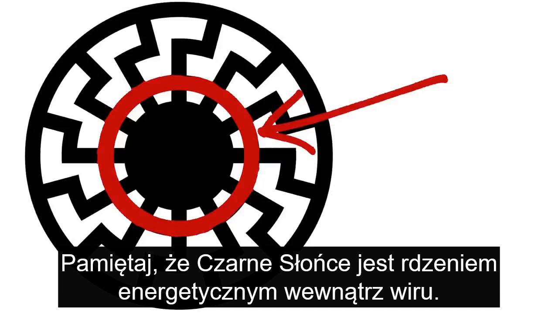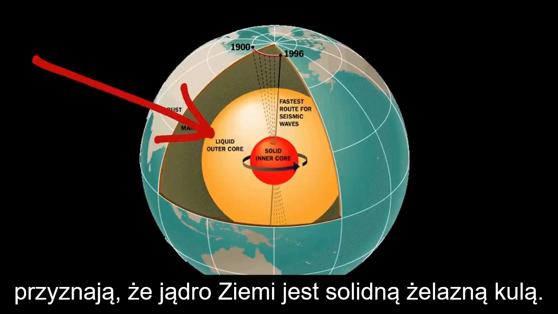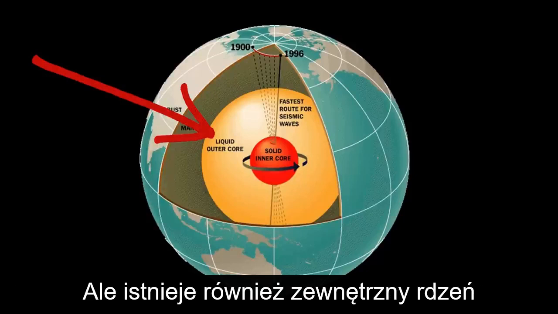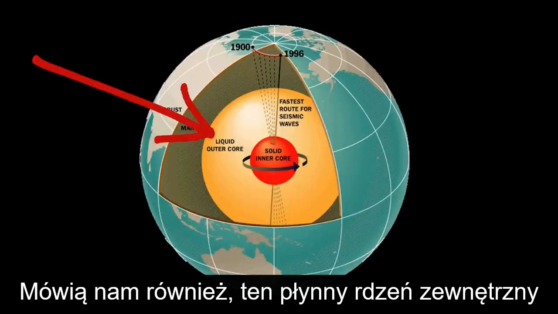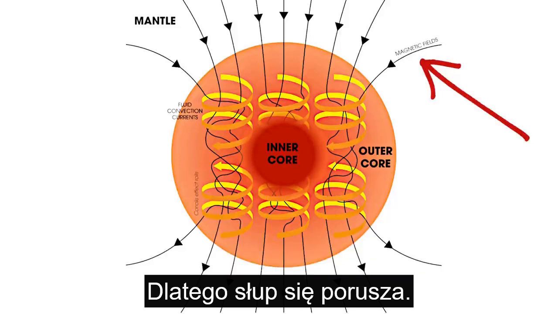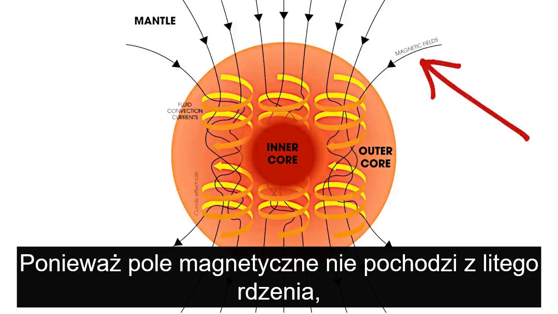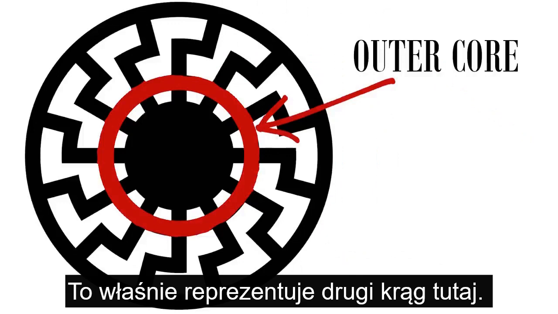Remember, the black sun is the energetic core inside of the vortex. And remember also that in the heliocentric model, they acknowledge that the Earth's core is a solid iron sphere, but there also exists an outer core of molten iron liquid. They also tell us that this liquid outer core is responsible for producing our moving magnetic field and poles. This is why the pole is moving, because the magnetic field is not emanating from the solid core, but from a volatile outer core. This is what the second circle here represents.